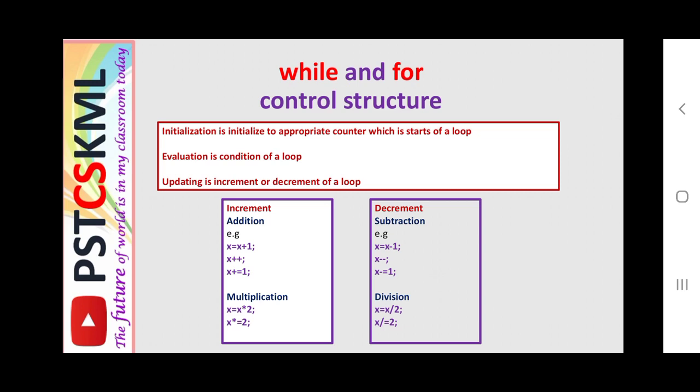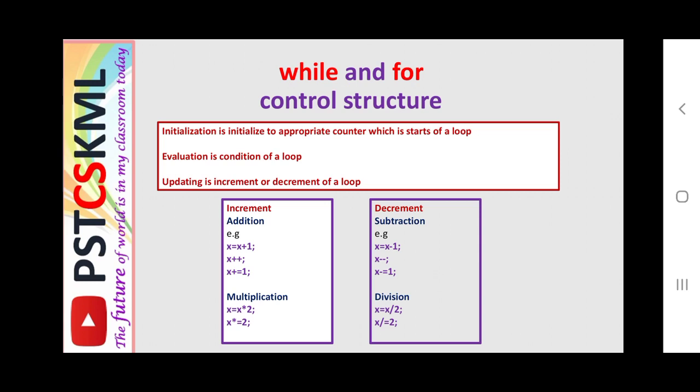So we already know that updating is increment or decrement. Addition, for example, is called an increment. If we go for subtraction, it is a decrement. For example, in the loop, you can write x = x + 1, x++, or x += 1. All of these have the same meaning. For increment, we just write in the increment part of the loop. So we can write x = x + 1, or you also can write x++, or you also can write x += 1.